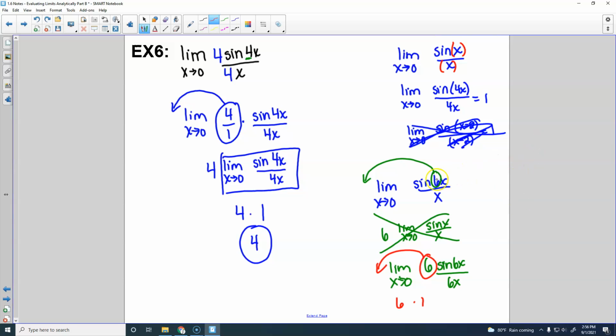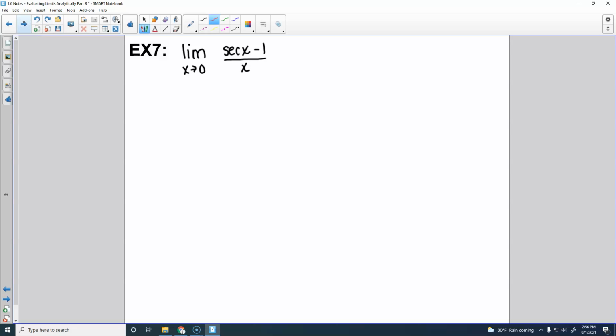It's not the right way of thinking to pull that 6 out, even though it does give you the same answer. You need to multiply top and bottom. Okay. All right, okay, here we go.